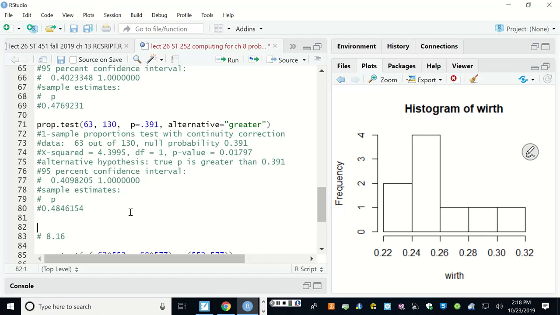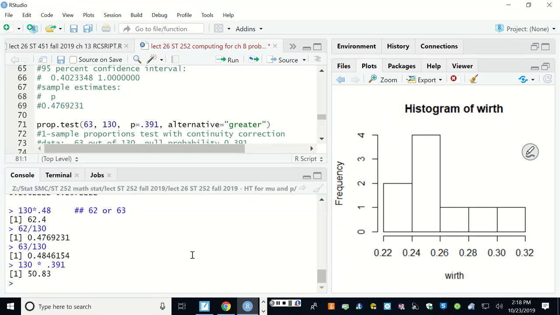Now if you just do the p hat, how would you do the z-value? So p hat minus the 0.391, right? And then the square root of 0.391 times 0.6609, which is 1 minus that, divided by 130. Right, so that's going to get a z-value of about 2.08, right? Following that formula.